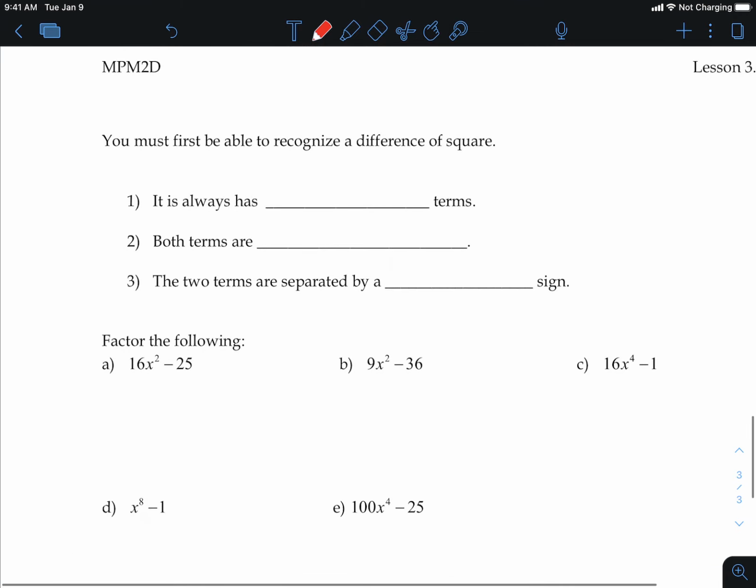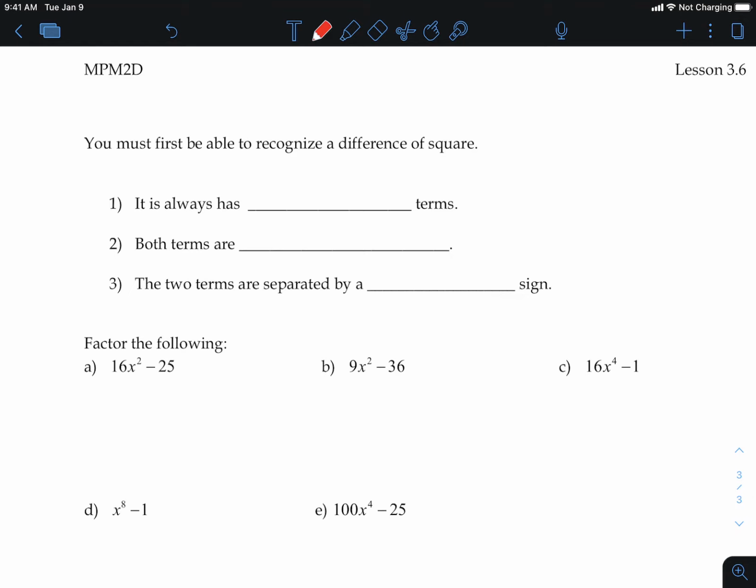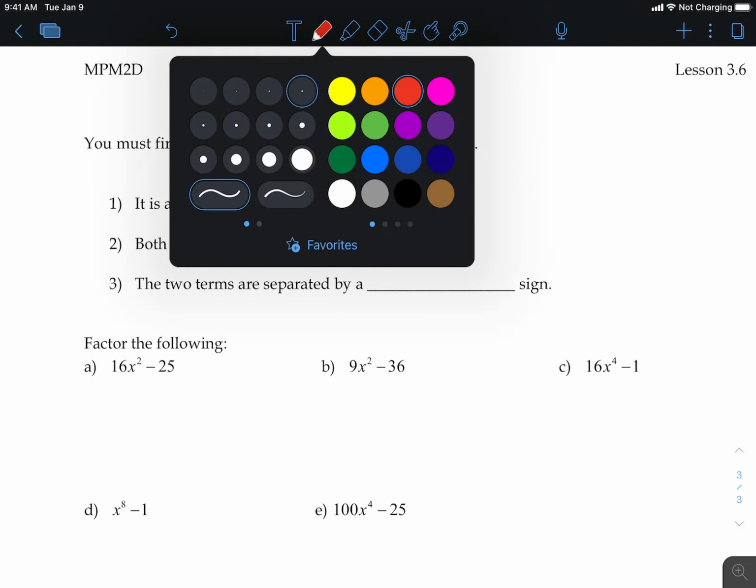Are we at that stage? We're going to fill in some more blanks here. Okay, we'll fill this out too.